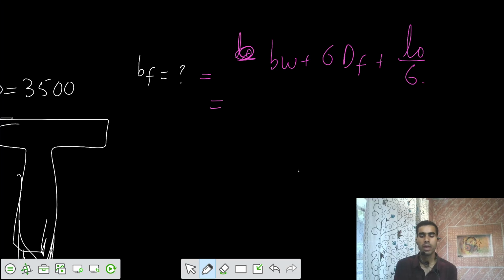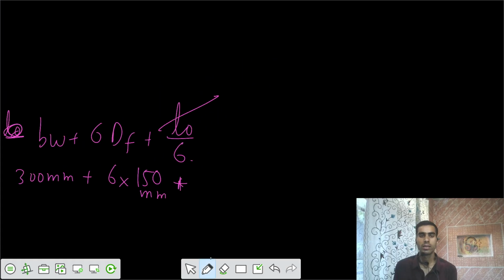So BW was 300 millimeters. DF was 150, the slab thickness. Then we have L naught. What is the L naught? This is the distance between points of zero moments.